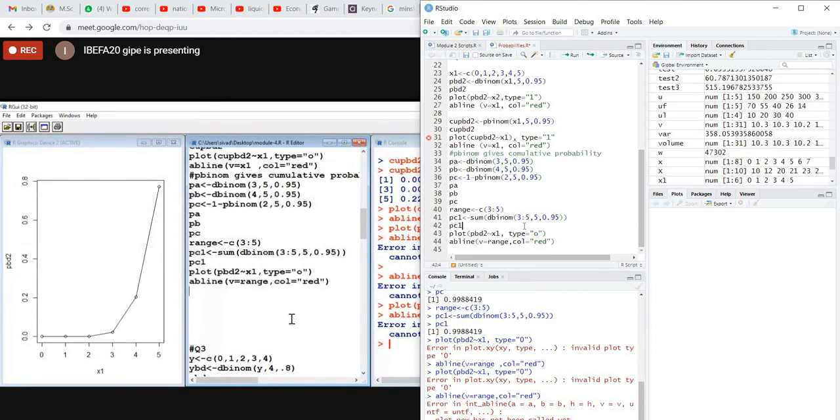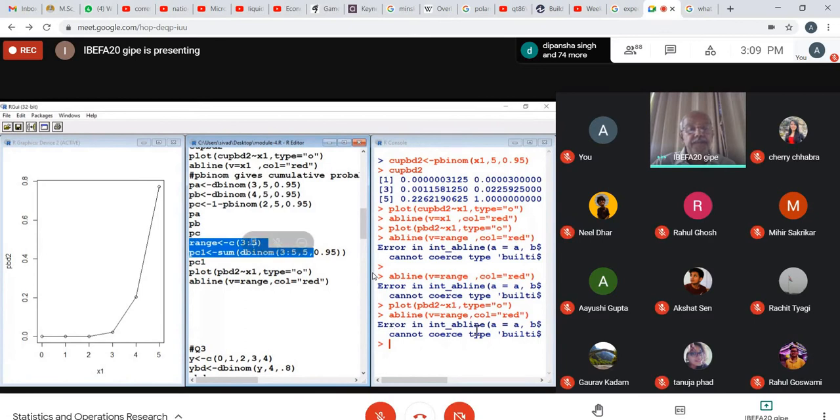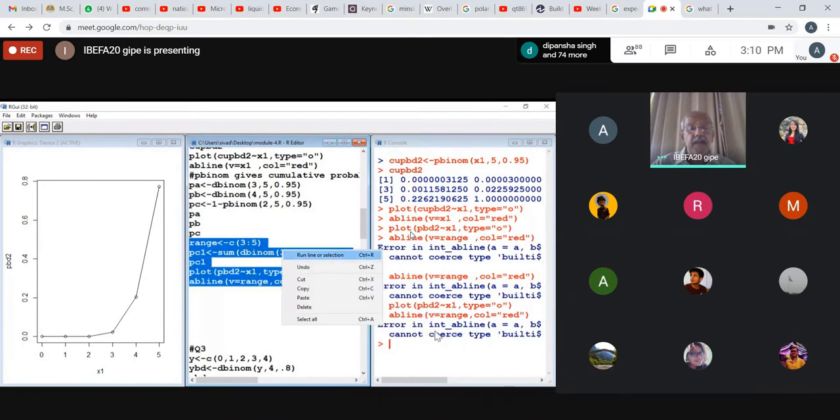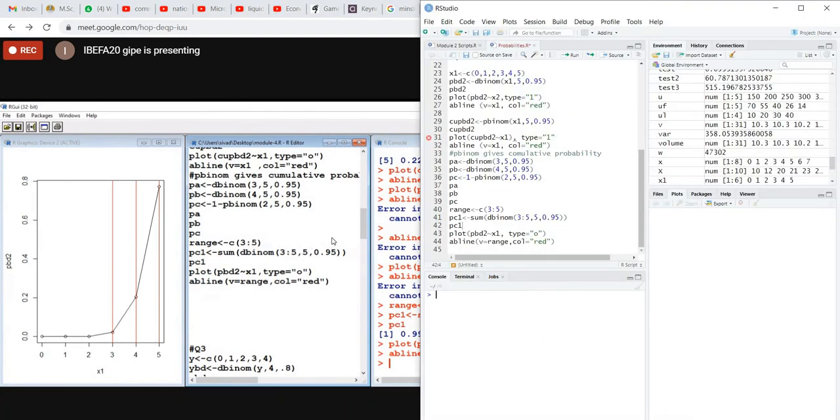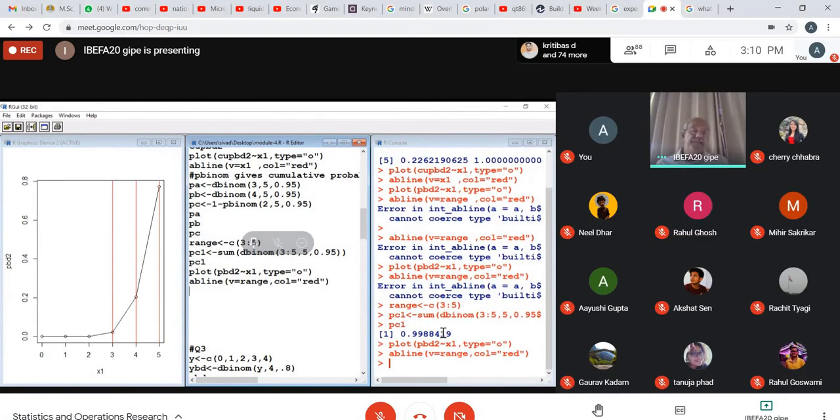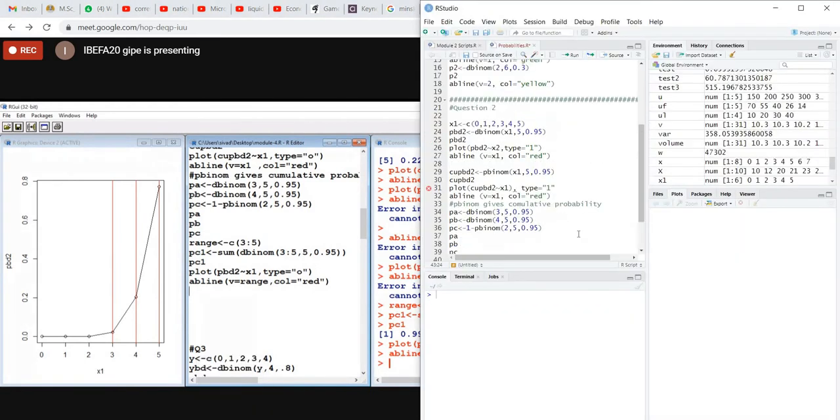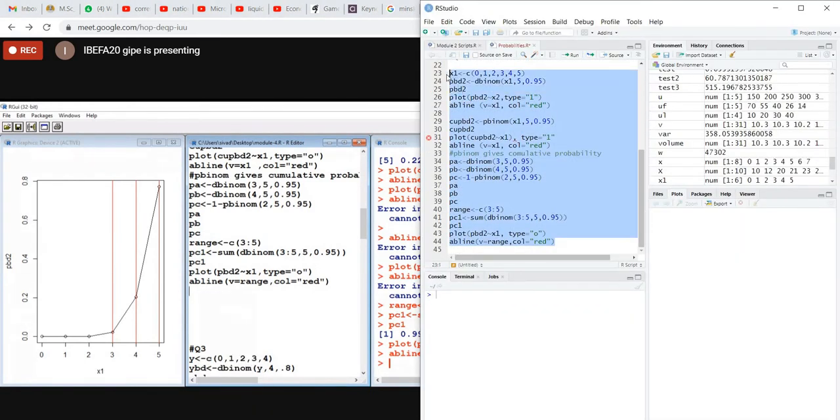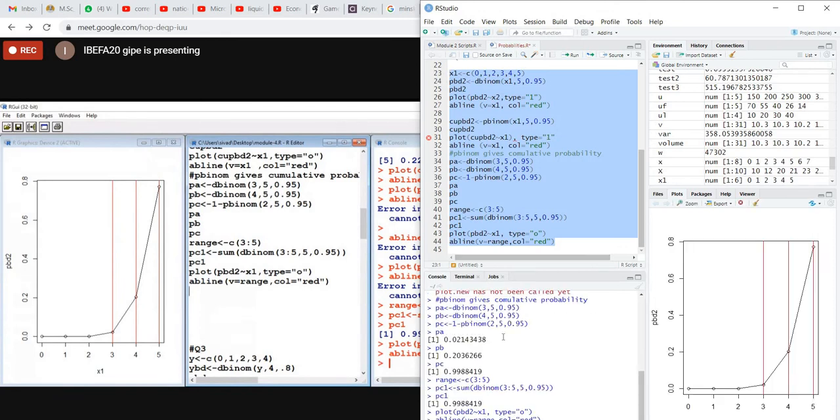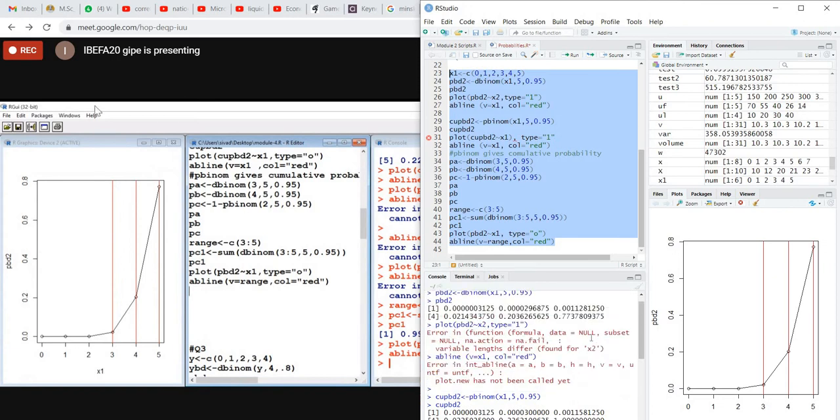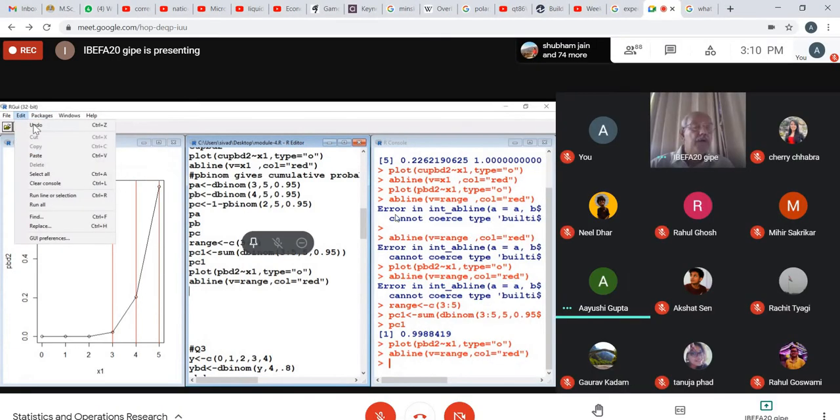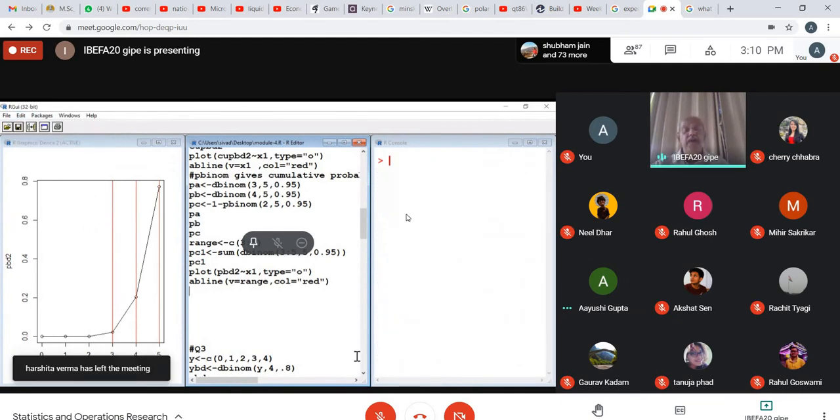Okay, I understood. This is the answer in the graph: addition of 3, addition of 4, and addition of 5. So two functions you have learned in R, dbinom and pbinom.